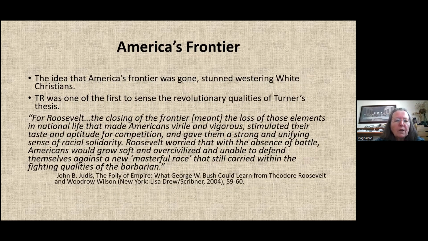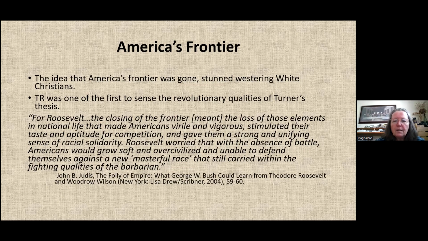But Theodore Roosevelt was one of the first to sense the revolutionary qualities of Turner's thesis. John Judis, in his book The Folly of Empire: What George W. Bush Could Learn from Theodore Roosevelt and Woodrow Wilson, said that for Roosevelt, the closing of the frontier meant the loss of those elements in national life that made Americans virile and vigorous, stimulated their taste and aptitude for competition, and gave them a strong and unifying sense of racial solidarity.